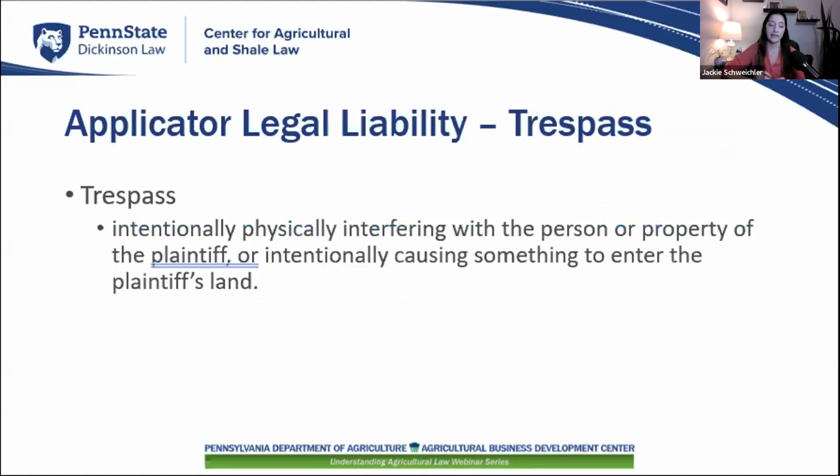The next legal theory that you might hear in a pesticide injury case would be trespass. Trespass is the intentional physical interference with a person or property, or intentionally causing something to enter the plaintiff's land. If someone walks onto your land and takes a stroll through your grapevines without your permission, that's trespassing. If I'm your neighbor and I stand on my property and throw rocks at your house, the rocks entering your property and breaking things over there, that's trespassing.